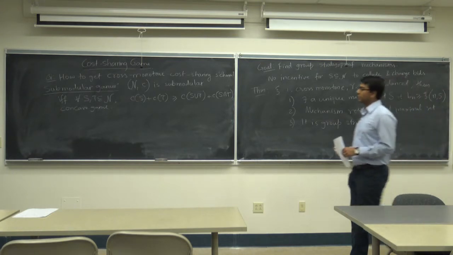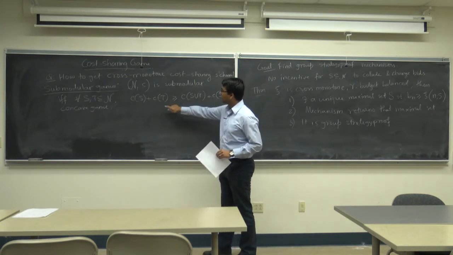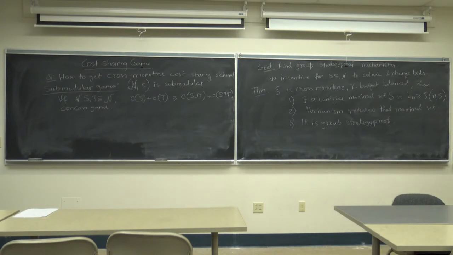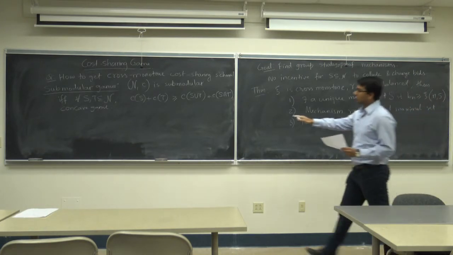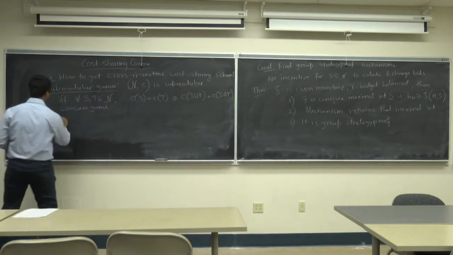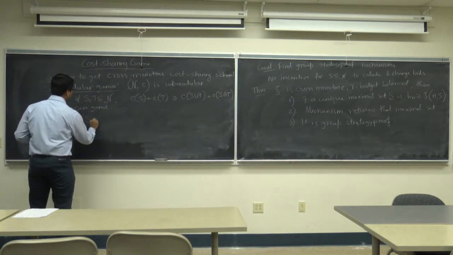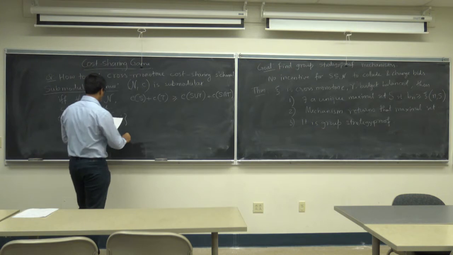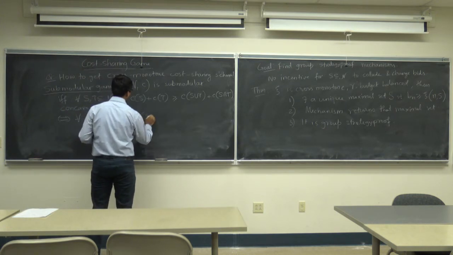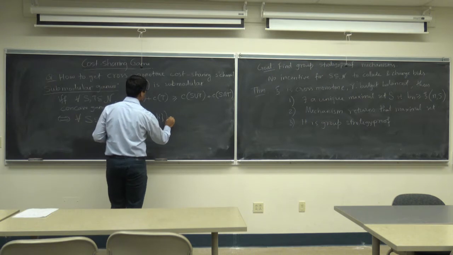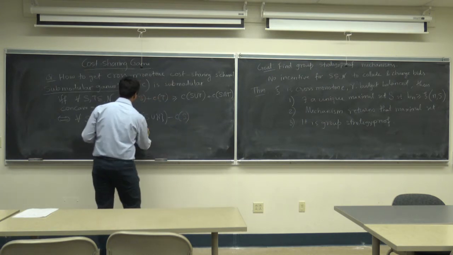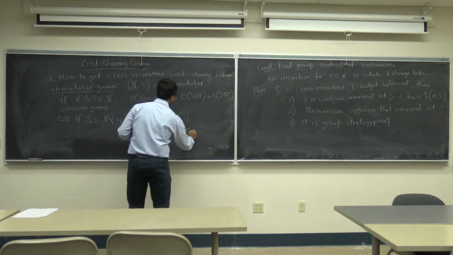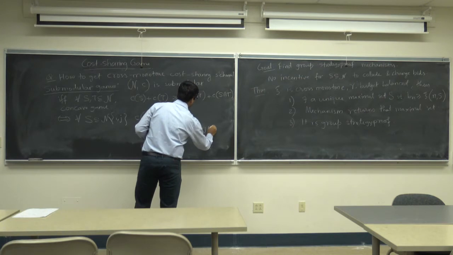Yeah, this is known as a concave game. Well, concave when you have a cost function, convex when you have a value function. Okay? What does this condition imply? Well, this is equivalent to saying for every S which is a subset of N minus {I, J}, C of S union I minus C of S is greater than or equal to C of S union {I, J} minus C of S union J.